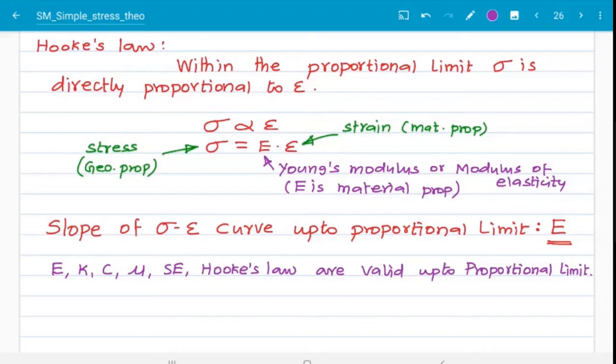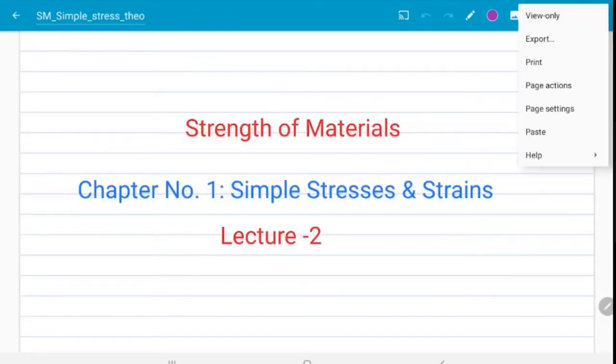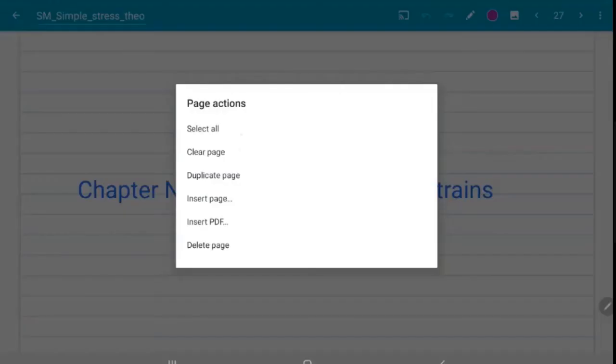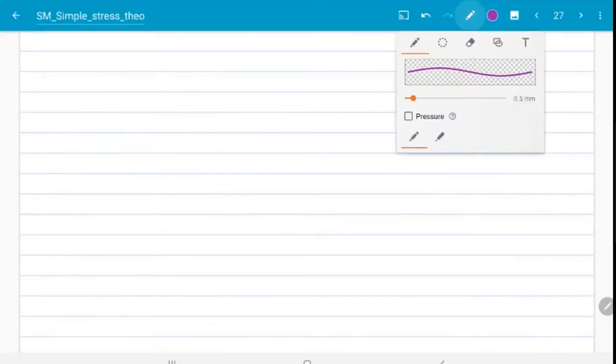Now, resilience or strain energy. Right. See, very important term, strain energy or resilience. Right.